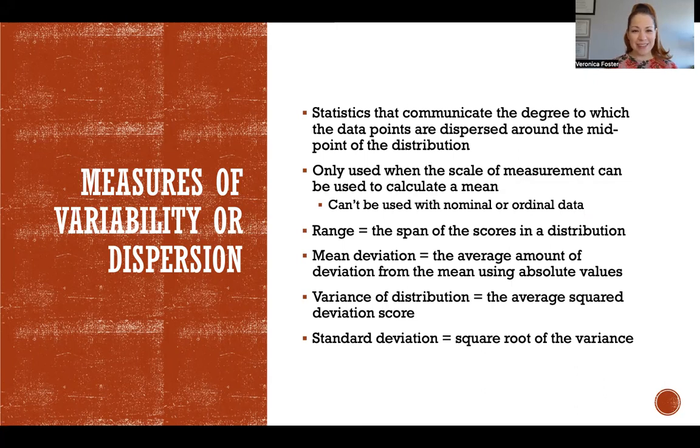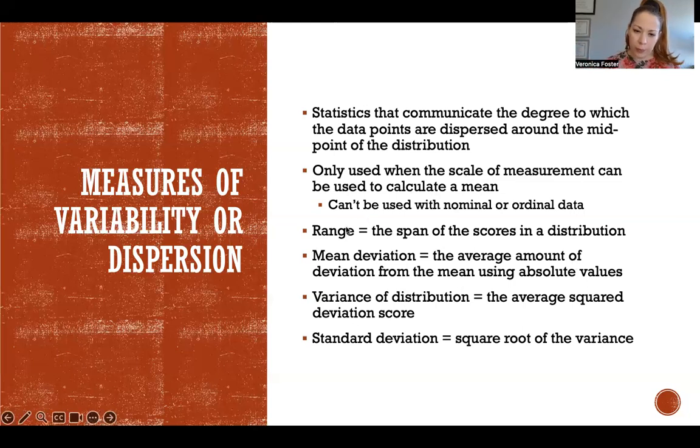So we are trying to see, when we calculate the average, how far away are all of the data points spread from that average? Like, are all the data points pretty tightly clustered around the average, or are they spread all over the place? So how much variability there is tells us a lot about how much the average actually represents the majority of that group that you're studying.